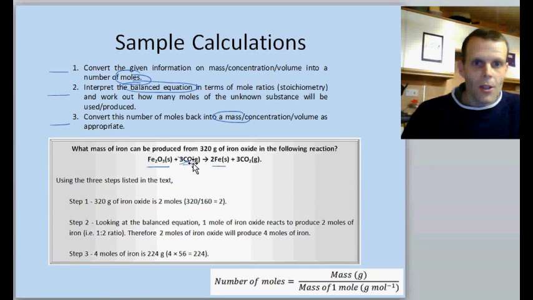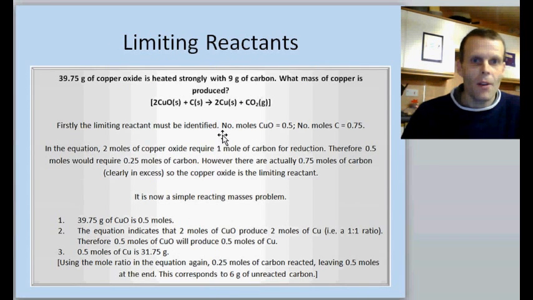Now, here we assumed that this was in excess. There's more than enough of this to react with all of this. Very often in a question, we won't know which is the limiting reactant and which is the reactant in excess. To work out which is limiting, we just go through those same 3 steps again, using the information that we've got. So we pretend we don't know this to begin with. 39.75 grams of copper oxide, and you can convert that to a number of moles. You can look at the mole ratio, which is 2 to 1, and you can decide how much carbon you would need to react with that. Check how much carbon you've actually got. Is there enough? Is there not enough? Which is the limiting reactant?